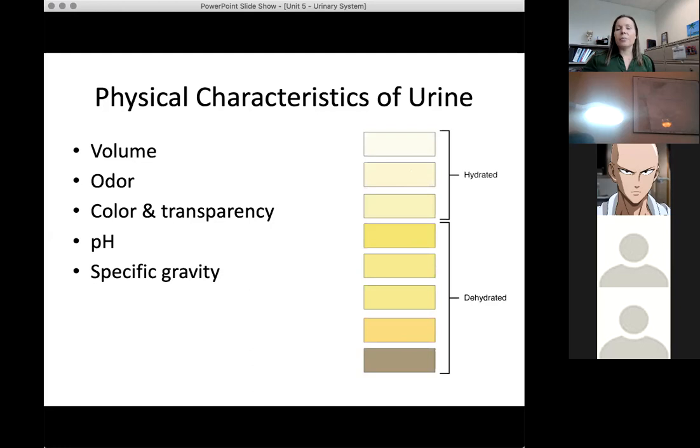Whenever you have more concentrated urine, it's going to be a darker color. So the more concentrated it is, the darker the color. The pH typically ranges between 5 and 7.5. The average would be about 6.